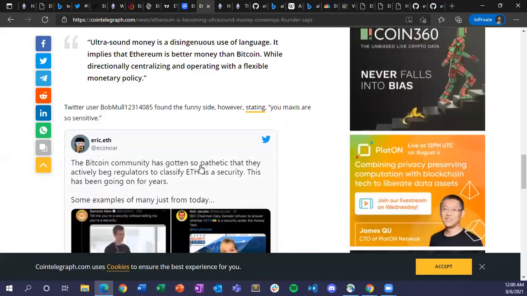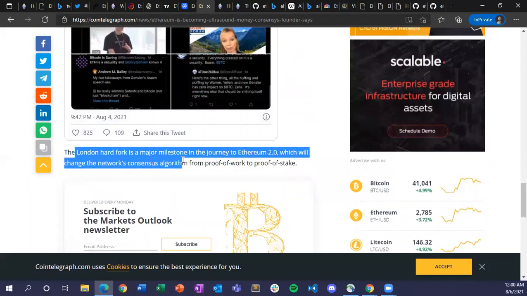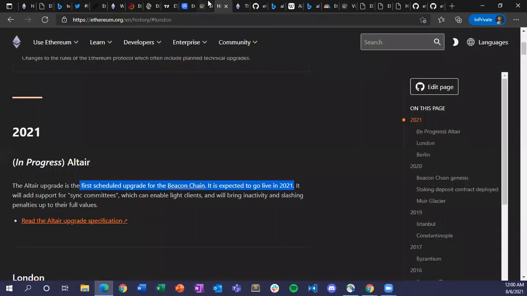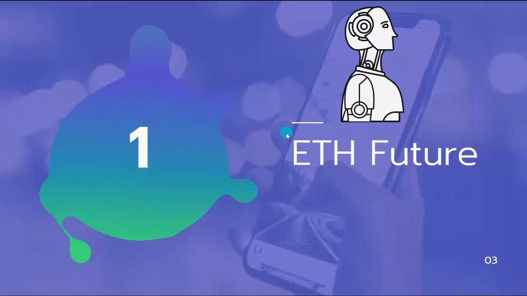And another interesting thing here, it's a major milestone for Ethereum 2.0, which will make it become proof of stake from proof of work. Now, what can we expect in the future of Ethereum? Any more upgrades, right?